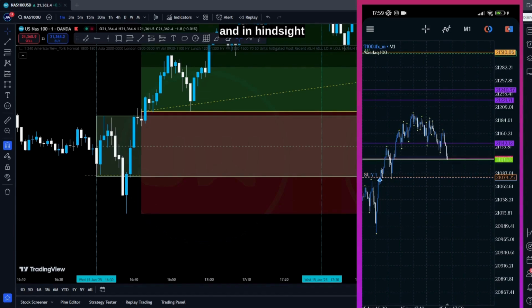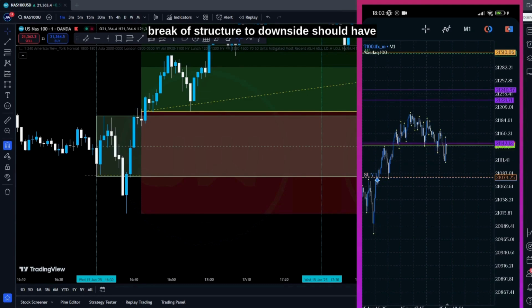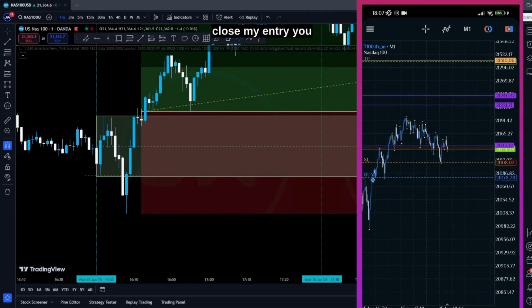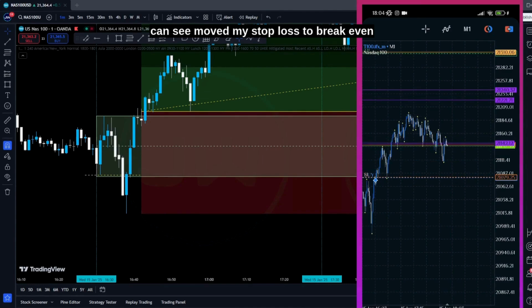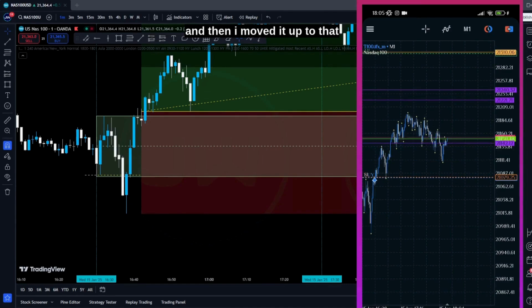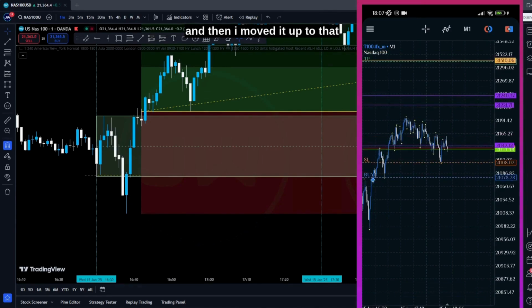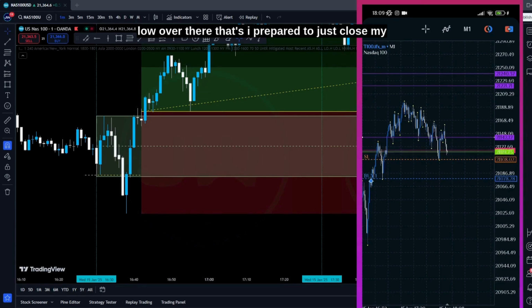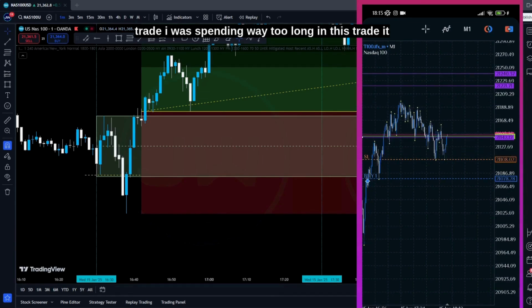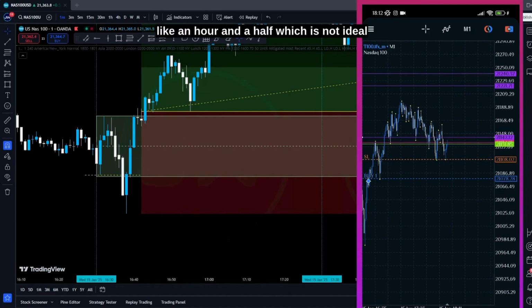And in hindsight, seeing that first break of structure to the downside should have been an indicator for me to close my entry. You can see I moved my stop loss to break even, and then I moved it up to that low over there. That's where I was prepared to just close my trade. I was spending way too long in this trade. It was like an hour and a half, which is not ideal. So lessons learned from this trade.